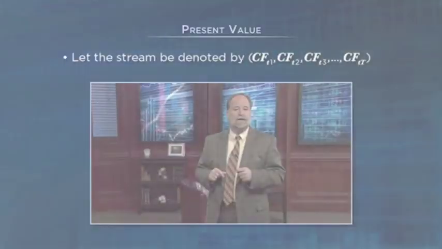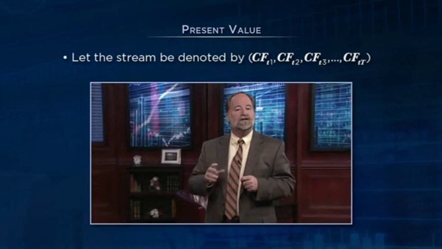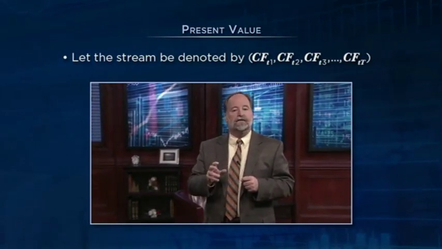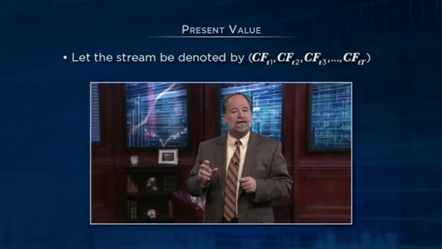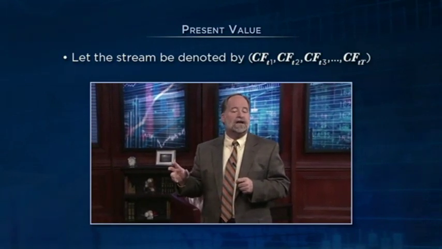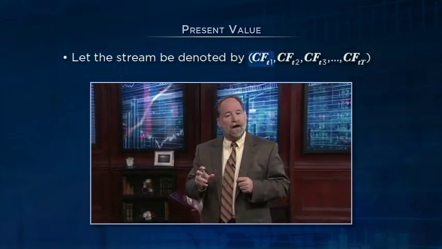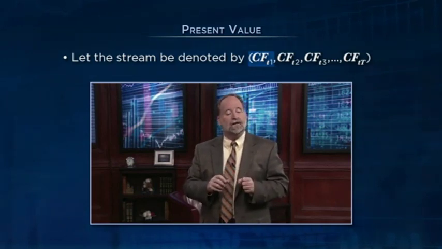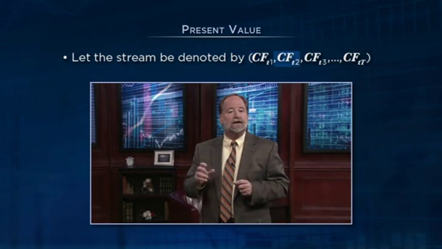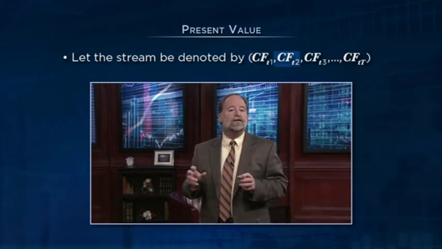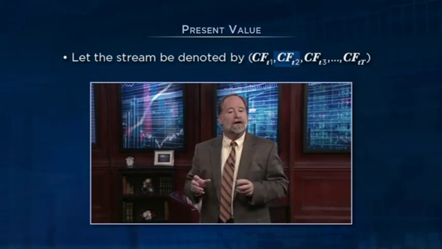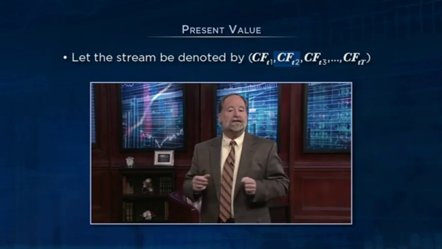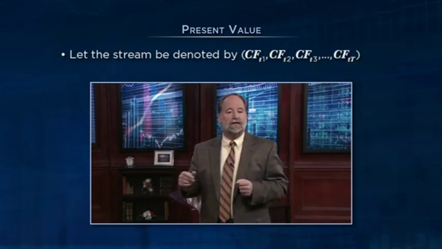Given value additivity, we can calculate the present value of a stream of future cash flows. Let that stream be denoted by CF at t sub 1, CF at t sub 2, CF at t sub 3, all the way up to CF at t sub T, where CF at t sub 1 denotes the first cash flow that occurs at time t1, where t1 is measured in years. Let CF t sub 2 denote the cash flow that occurs at time t2, where t2 is the time that cash flow occurs, etc., etc.